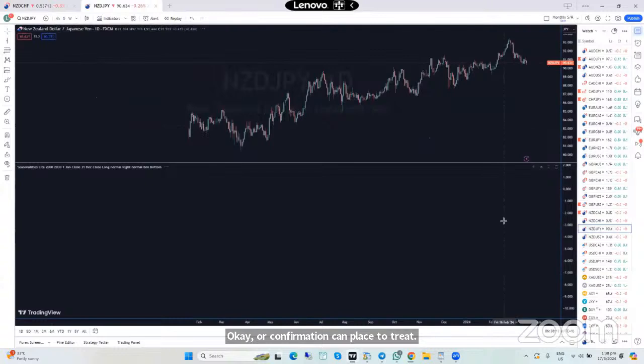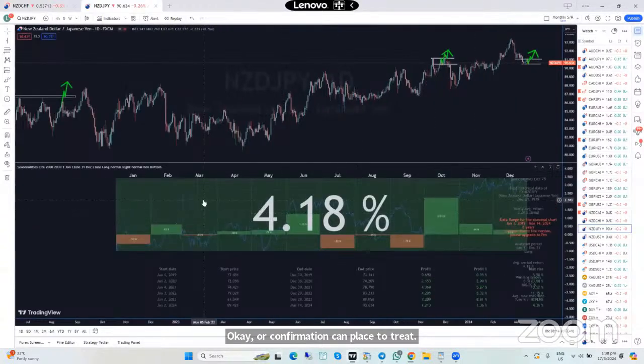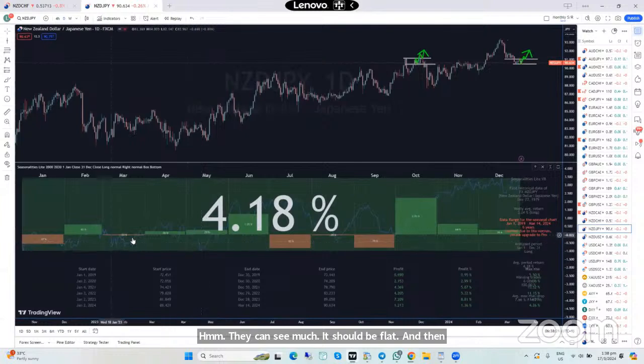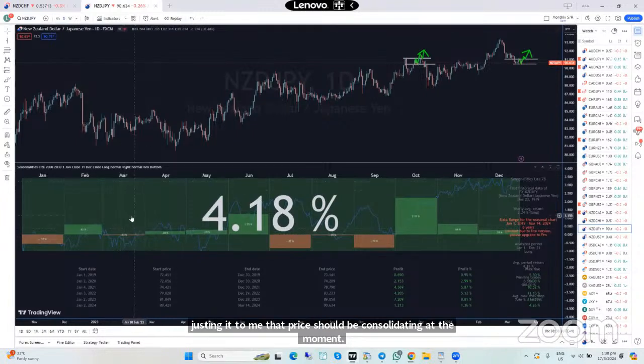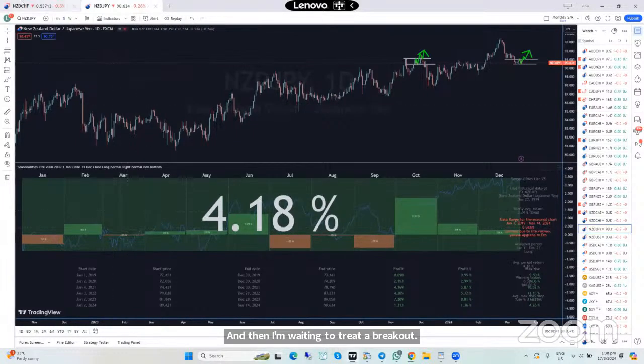Kiwi Yen, let's have a look. So you can see March, it should be flat, and then following April, May, and June, it should be on a bullish trend. Again, this is something that I'm keen to look out for. Any flatness followed by a significant gain, 3 months of gains, it just signifies to me that price should be consolidating at the moment, and then I'm waiting to trade a breakout. So let's see if price is true to this Kiwi Yen.